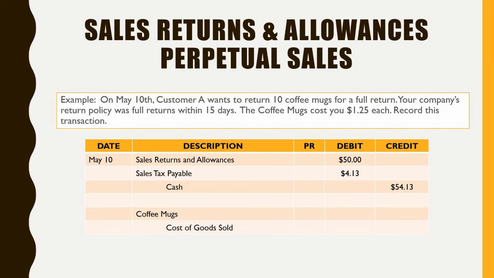So because we had a customer return the product to us, we need to also assume that the coffee mugs are going back into inventory. So if it cost me $1.25 each, right? How much is going to be refunded and returned back into my inventory? $12.50. Okay, so it's going to be $12.50 because we're returning 10 of those coffee mugs. Okay, any questions in regards to returns? No? No questions?